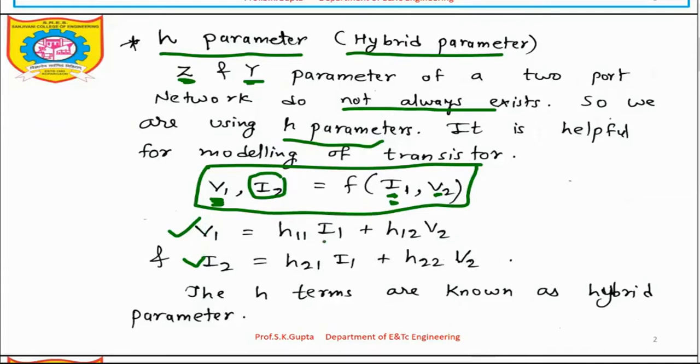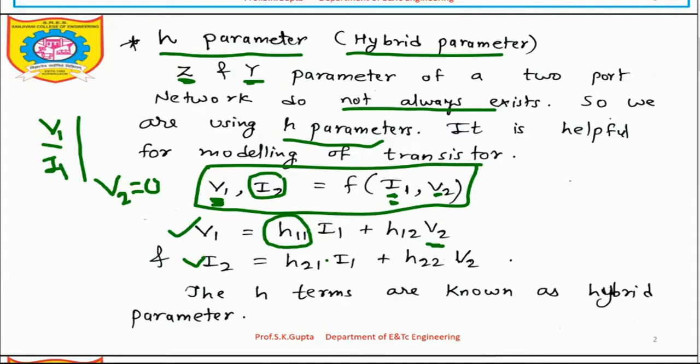Once the equations are ready, you can write the formula for H11 also. So what is the formula for H11? For that, we will make V2 as 0, so the condition will be V2 equal to 0. If V2 is 0, my equation number 1 will be V1 equal to H11 I1. Bring I1 into the denominator, so H11 equal to V1 upon I1. Very simple.